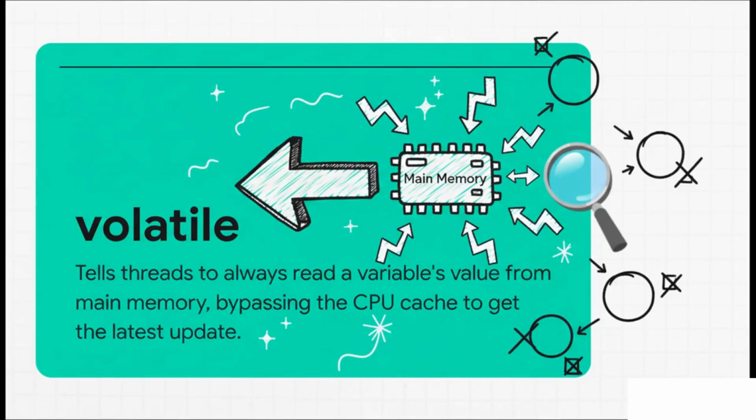See, the volatile keyword is basically a direct command to the JVM. It says, listen, this variable is special. Don't ever trust a cached copy of it. Every single time a thread wants to read it, go directly to main memory. And every time a thread writes to it, write it back to main memory immediately. It's a guarantee that every thread will always see the most up-to-date value.